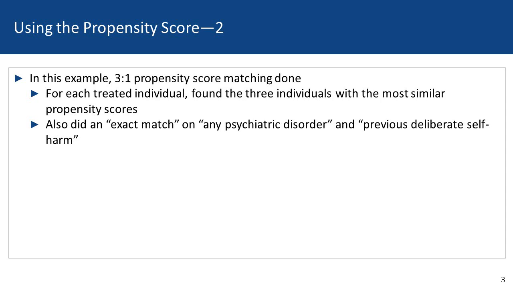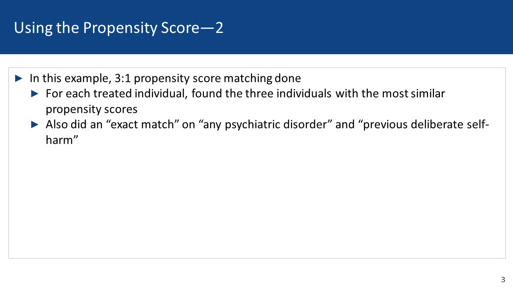So let me tell you what we did in this suicide example. In this example, we did what's called 3-to-1 propensity score matching. So what this means is that for each treated individual, each of those about 6,000 people, we found the 3 individuals with the most similar propensity scores who also were what's called an exact match, i.e. had the same values for 2 variables in particular, whether the individual had any psychiatric disorder and then whether they had a previous deliberate self-harm attempt. So in this sense, we're basically trying to find comparison individuals who look exactly like the treatment individuals on these 2 variables, and then who look similar on the other variables that were used to construct the propensity scores.